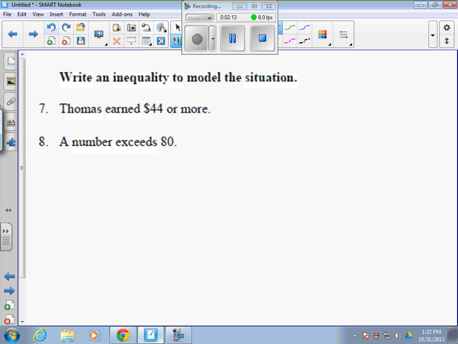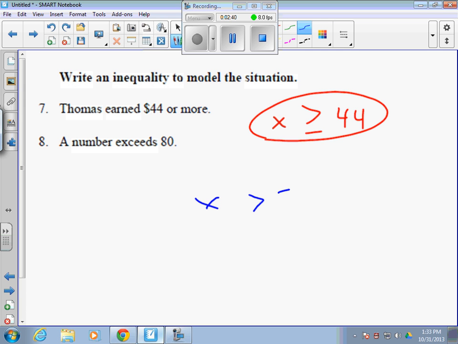Write inequalities to model these. Earned $44 or more. So he earned 44, so it could be equal to. More than that would be greater than. Exceeds 80. Think about speed, breaking the speed limit. You break the speed limit when you exceed it. If the speed limit was 80 miles an hour, you would not get a ticket for going 80. So that means you do not count the number 80 itself. We know exceeds means more than 80, like 81, 82, and numbers like so. So X is greater than 80.